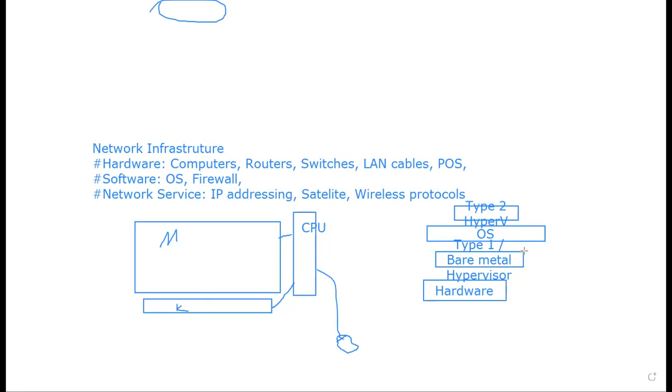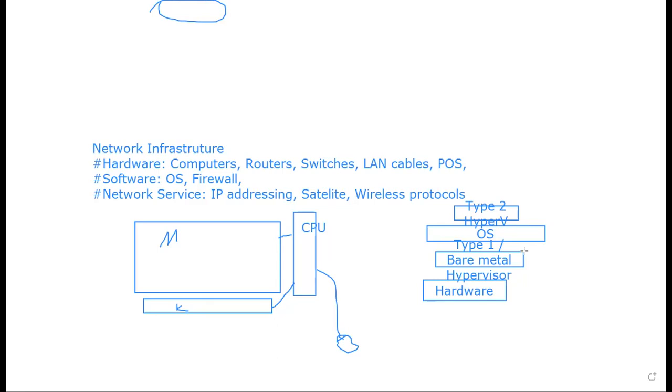So generally, the type 2 hypervisor is mainly for creating virtual machines in the computer. Type 2, yes. That's just the main function of it. But your type 1 hypervisor is just to make your computer, your bare metal, usable. That's what we are trying to say.